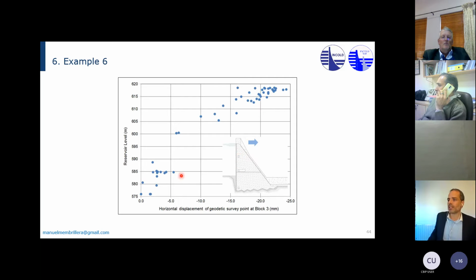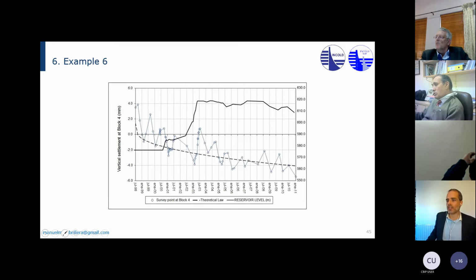You can see 3 levels of galleries. The displacement is mainly due to deformation in the foundation, because this concrete is way more rigid than the foundation. So during first filling, the dam moved up to 25 millimeters downstream. Nowadays it only moves, with an annual range of 5 to 8, so it's not as big. This was during first filling, reservoir levels, and the horizontal displacement. This is the vertical settlement, so leveling.